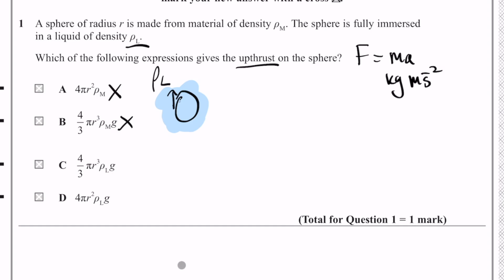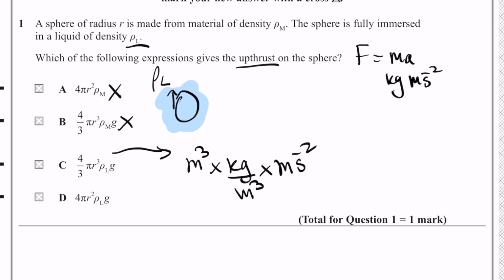Now we could even just use units. Once again, I'm pretending that I know nothing about upthrust, just what I would do in this case. Well, the units that I need to get are kilograms, meters, s to the power of -2. So if I have meters cubed multiplied by the units of density, which are kilograms per meter cubed, multiplied by m s to the power of -2, well, look at this, they cancel, and those units give me the units of force, so the correct answer has to be C, even just by units.